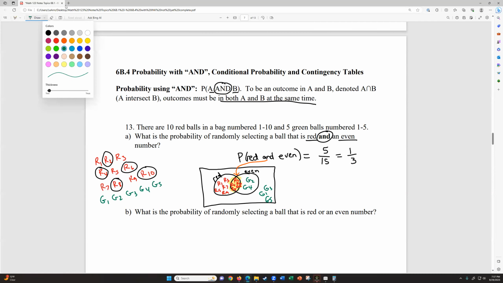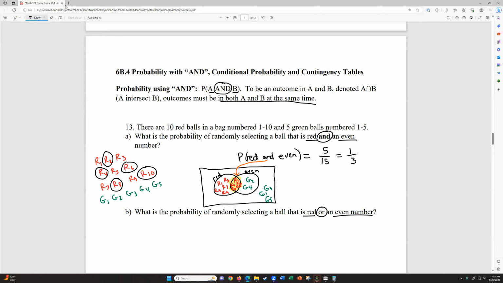All right, let's look at our next part of this. What is the probability of selecting a ball that is red or even? Okay, so this is "or." That's different. Remember, our "or" formula: you had to think about whether there was overlap, and there's definitely overlap here. When there's stuff in both groups, we do the probability that I'm red plus the probability that I'm even minus the probability that I was red and even.